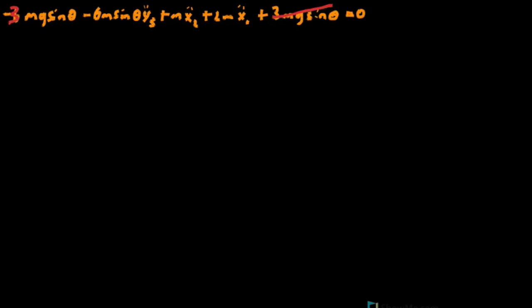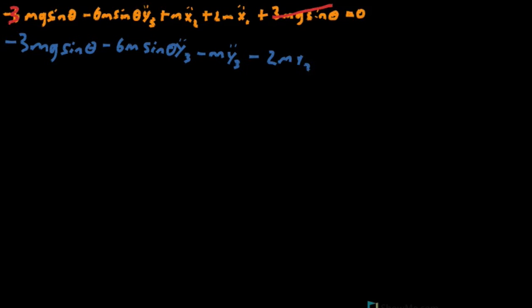So y3 double dot is equal to minus x2 double dot and minus x1 double dot, which means we can rewrite this as minus 3mg sine theta minus 6m sine theta y3 double dot minus m y3 double dot minus 2m y3 double dot, all sums to 0. So all I've done there is replaced x1 double dot and x2 double dot with minus y3 double dot.